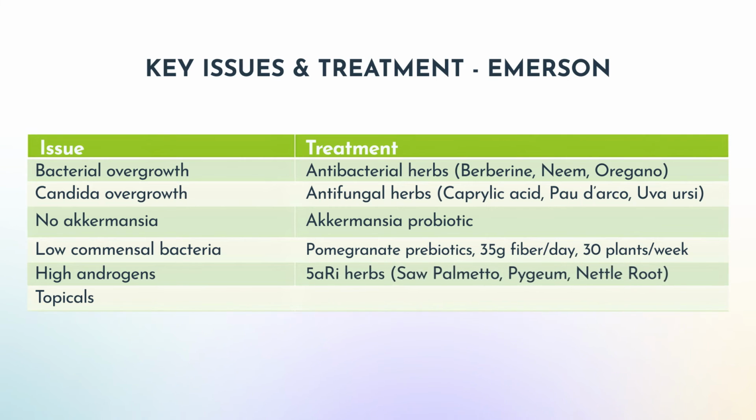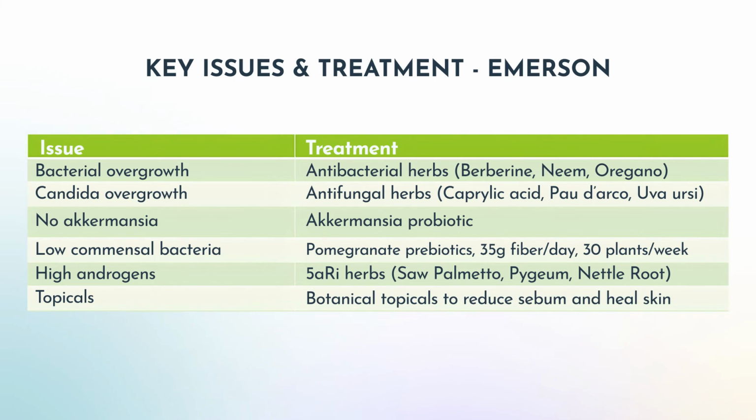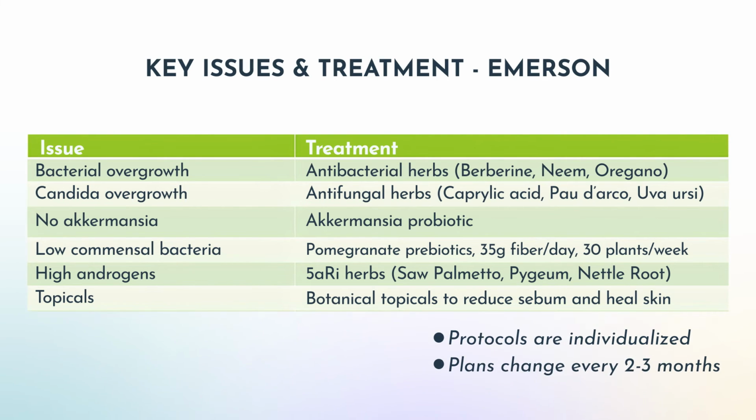For the high androgens, that's my first step: I want to get those androgens under control. And we have a lot of beautiful herbs that work on the 5-alpha reductase pathway. So saw palmetto, pygeum, and nettle root are some of my favorites. Want to try to calm that aspect down. And for topicals, again, I use the botanical topicals to reduce the sebum production and start to heal the skin. And of course, protocols are individualized and plans change every 2 to 3 months. So this is not done within one plan.